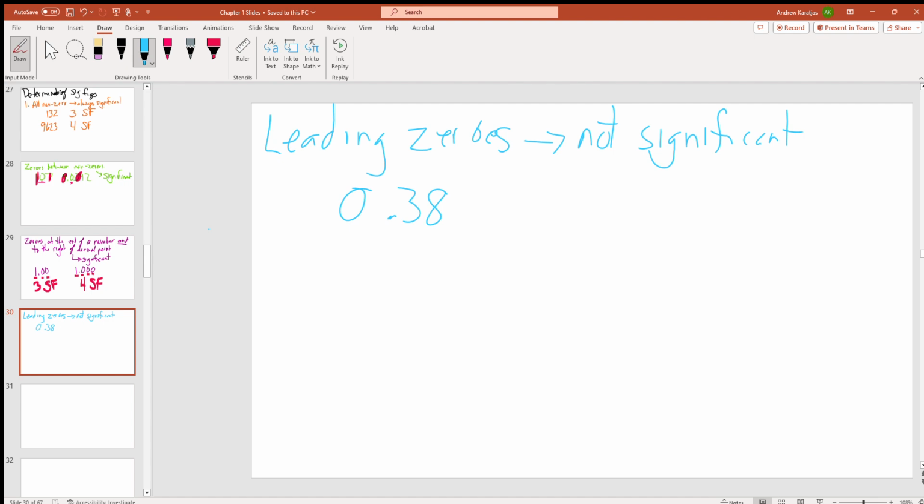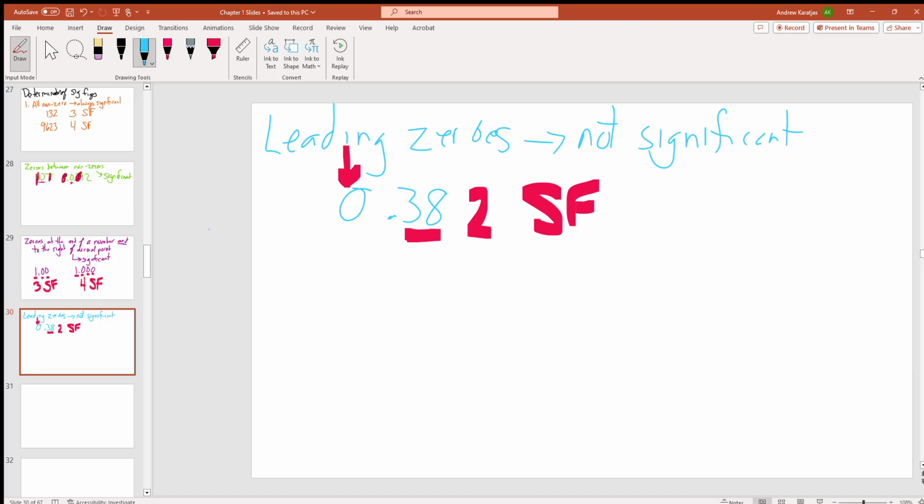If we call it 0.38, then there's no ambiguity that that decimal point is there. It's easier to look at. But this 0 is known as a leading 0. We don't have to have it there. And so the only significant figures in this number are the 3 and the 8. So this number has 2 significant figures.